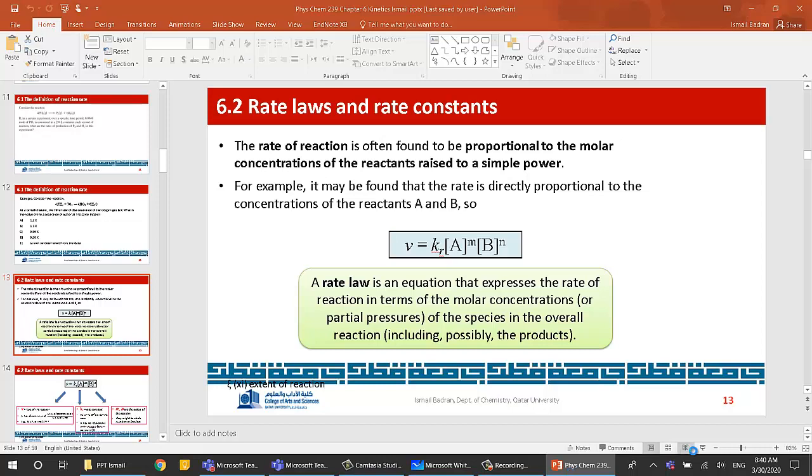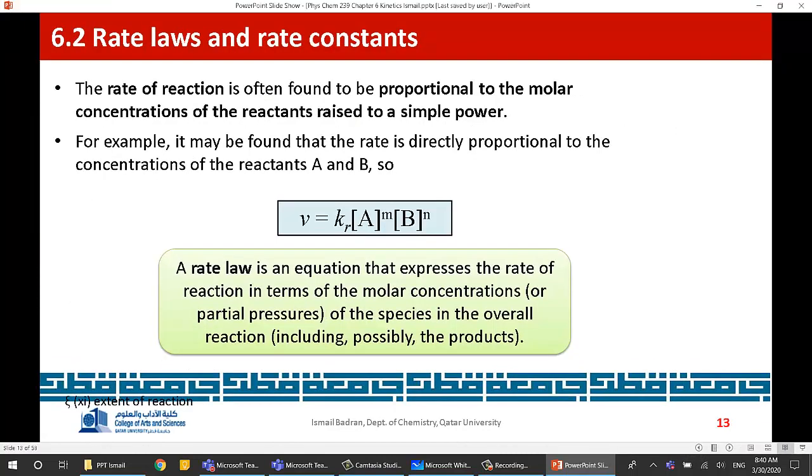Now, guys, let's move on to something that is really important, which is the rate law. The rate of reaction is often found to be proportional to the molar concentration of reactants raised to a simple power. So, for example, it may be found that the rate is directly proportional to the concentration of reactants A and B. So, the rate of the reaction is equal to a rate constant, Kr, times A to the power m times B to the power n. This is how we formulate a rate law.